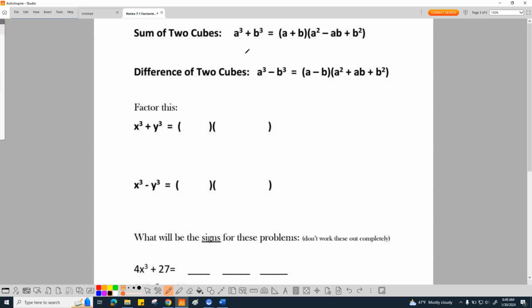I also attached another YouTube video that shows more of these examples being worked by another person, and I think it's worthwhile seeing it. So check out what it has for this right here. Factor this. This is a sum. So what I'm going to do is make sure I put my signs in first. Plus, minus, plus. So I have a plus, then a minus, then a plus. Make sure you put that in your notes right there first.